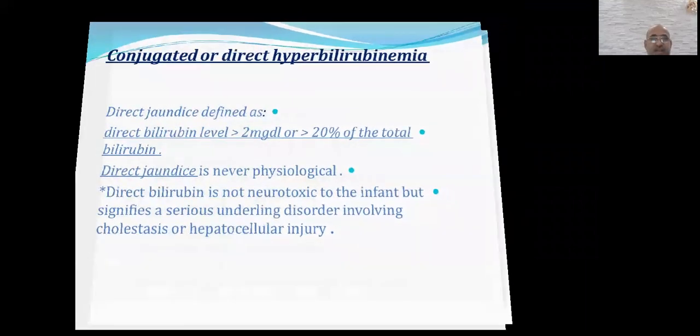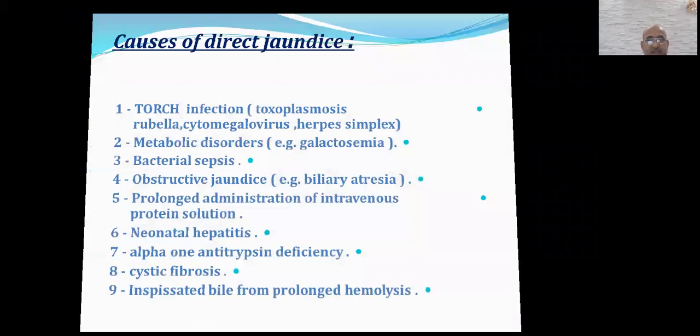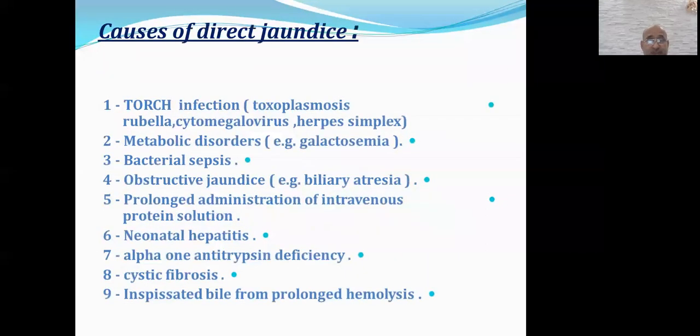Causes of direct jaundice: TORCH infection, metabolic disorder like galactosemia, bacterial sepsis, obstructive jaundice, prolonged administration of intravenous protein, neonatal hepatitis, alpha-1 antitrypsin deficiency, cystic fibrosis, inspissated bile from the prolonged hemolysis. So these are important causes of the direct bilirubin.